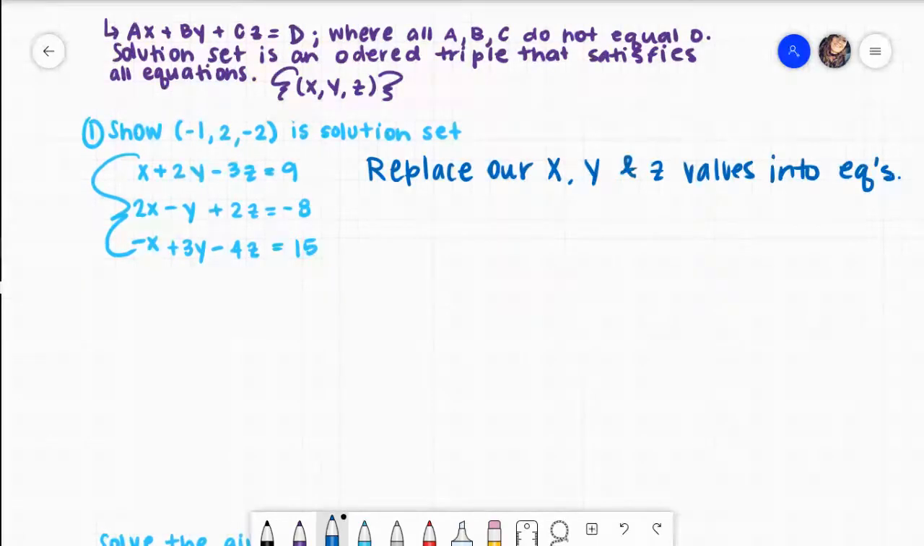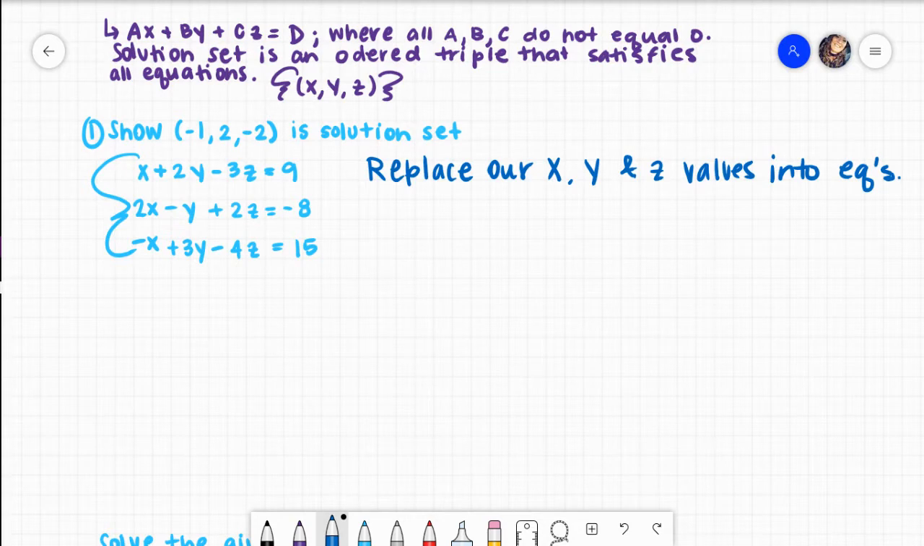Because it's in an ordered triple, I know that it goes in alphabetical order, so it's x, y, z. Here, my x is going to be equal to -1, my y is equal to 2, and my z is equal to -2. Okay? So, I'm literally going to replace the values of the variables that I see in my equations. Okay, so I'm just going to write it right underneath it. My work being in purple. Looking at that first equation, I see x plus 2y minus 3z equals 9. So let's just replace, okay?